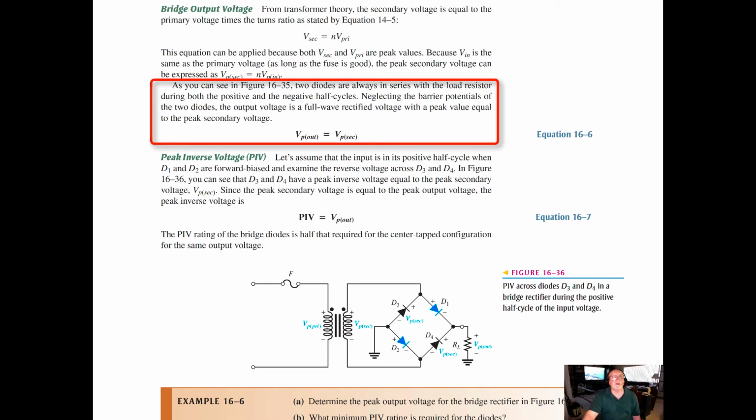Neglecting the barrier potentials of the two diodes, the output voltage is a full wave rectified voltage with a peak value equal to the peak secondary voltage. So V peak out is equal to V peak at the secondary.